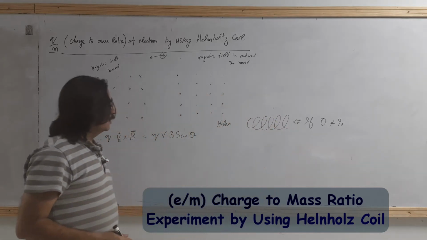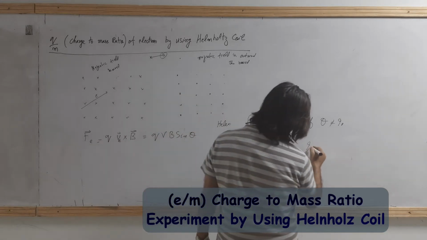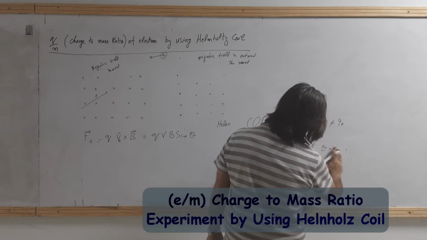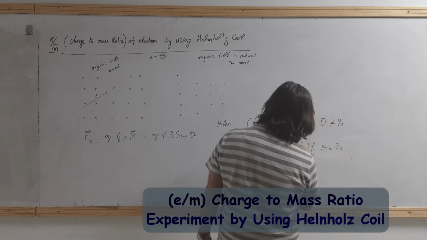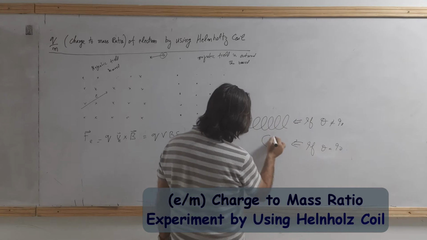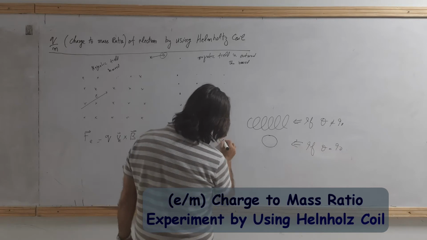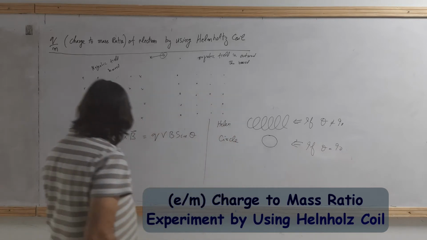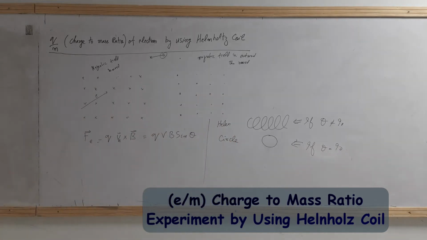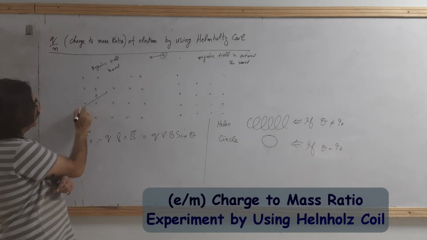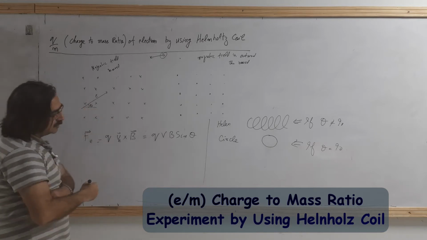But if theta is 90, then it will make a circle. We will adjust the Helmholtz coil in such a way that the magnetic field will be perfect. In this case it is making some angle theta, so the electron will experience this force.